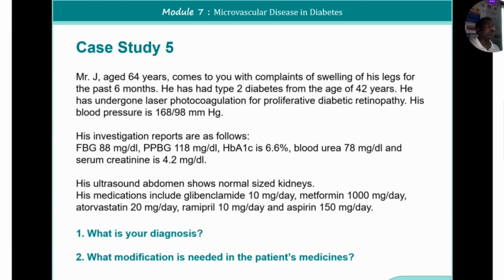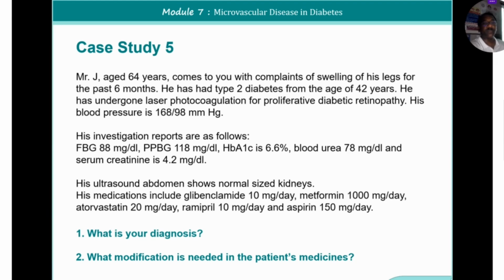His medications include glibenclamide 10 milligrams, stop immediately. Sulfonylurea, hypoglycemias. Metformin 1000 milligrams, that also you can stop. Atorvastatin 20 milligrams, you can use 10 milligrams or continue the 20 milligrams. Ramipril 10 milligrams. Again, creatinine is 4.2, and they didn't check the potassium level. Check the potassium level. If it is 5.5 or 6, stop using the Ramipril also. Aspirin 150 milligrams, you can continue or reduce to 75 milligrams. So this is how you have to adjust the dosages.